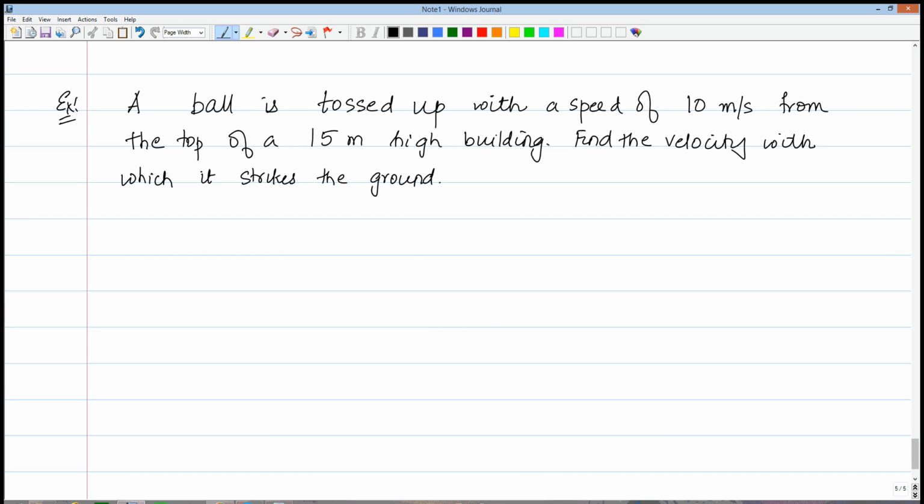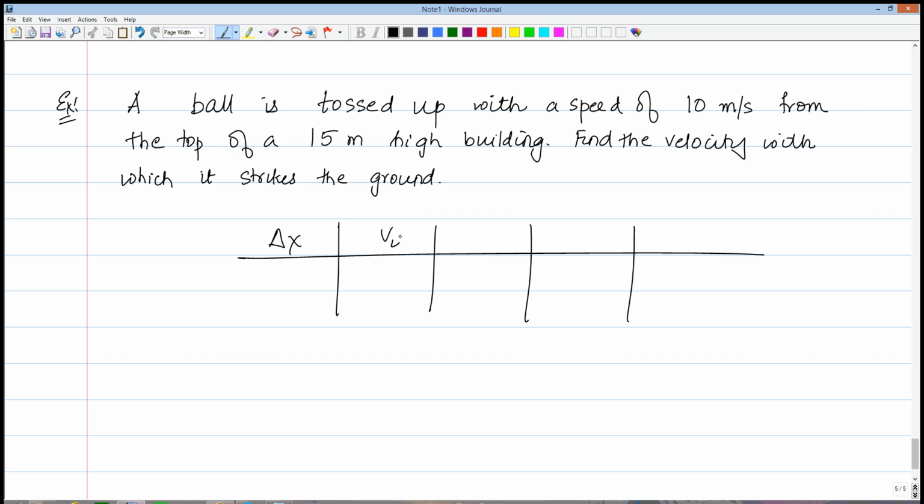Okay, so in this problem, a ball is tossed with a speed of 10 meters per second from the top of a 15-meter high building. We're going to find the velocity with which it strikes the ground. Okay, so let's make our chart. We have delta x, vi, vf, a, delta t.